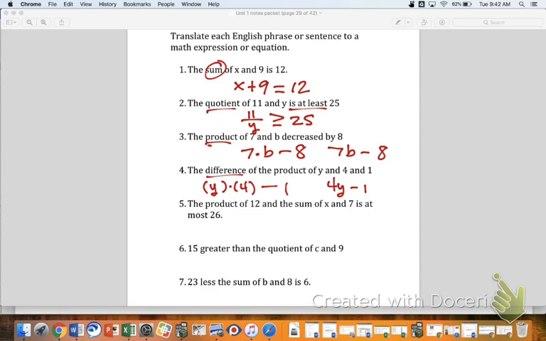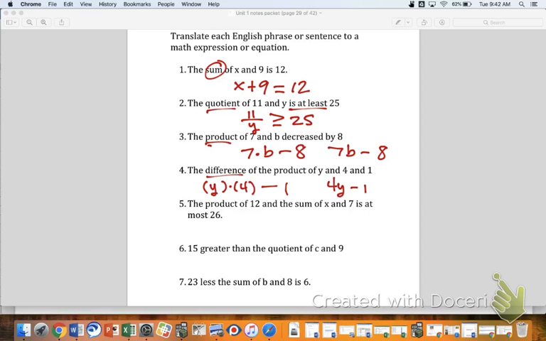Please take note that numbers 1 and 2 had relators in them, like an equal sign or a greater than or equal to. Please note that numbers 3 and 4 don't. Did you notice that in numbers 1 and 2 there were verbs like "is" or "is at least"? Those are verbs. They give you a complete sentence. Versus numbers 3 and 4, there are no verbs. There's just descriptions and adjectives and all that.